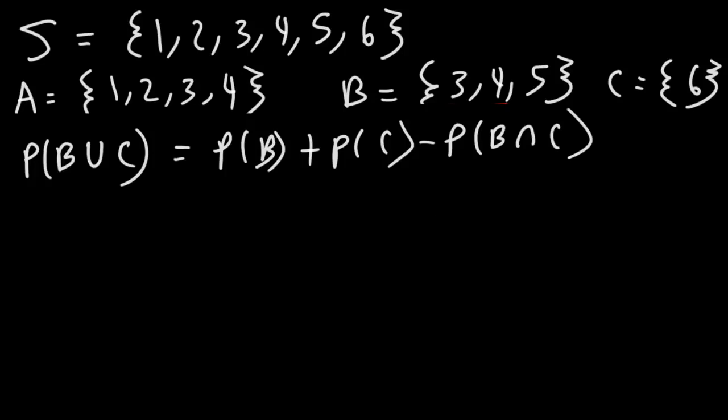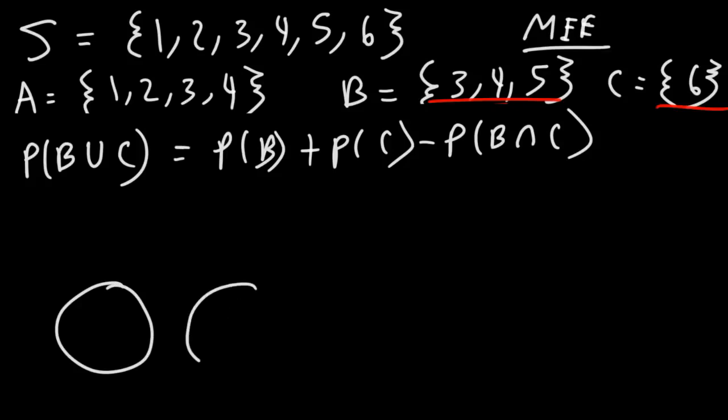Are these events mutually exclusive? What would you say? Notice that B and C do not share any outcomes. So B and C are mutually exclusive events. So if we were to draw a Venn diagram, it would look something like this. This would be B, this would be C. B has the numbers 3, 4, 5. C has the number 6. So these two circles should not intersect because there's nothing in common.